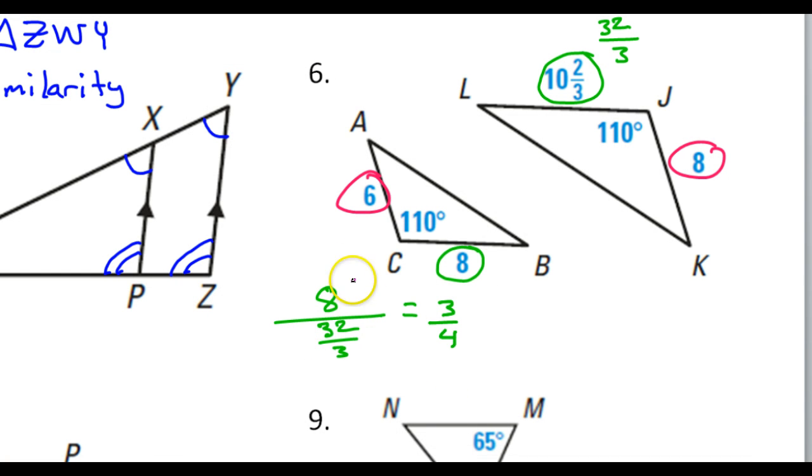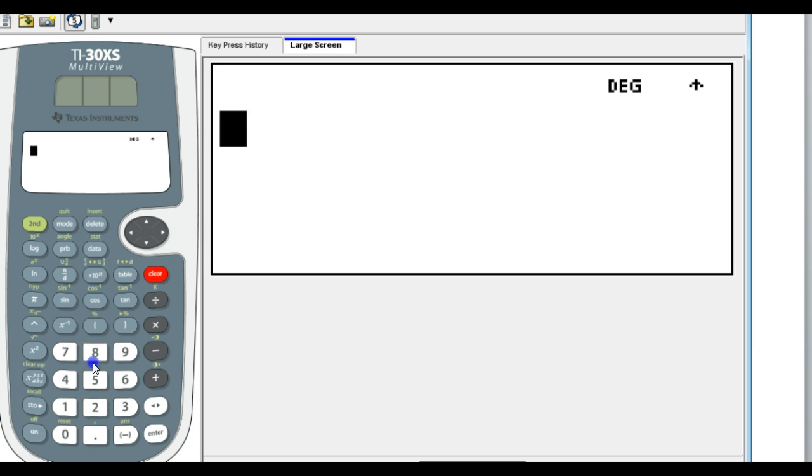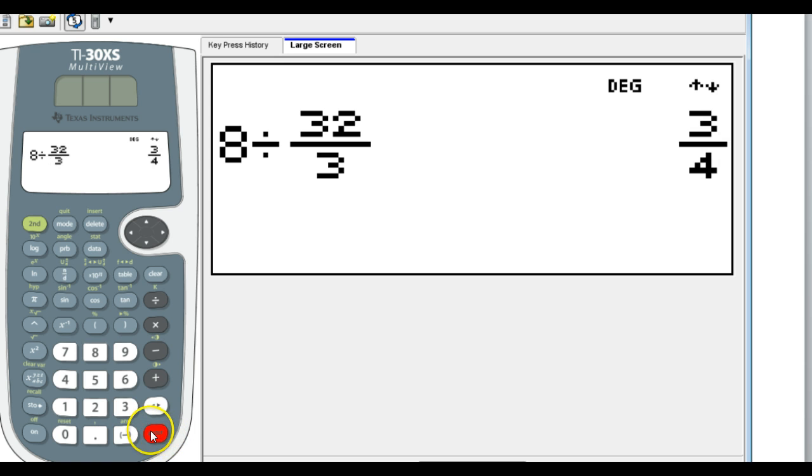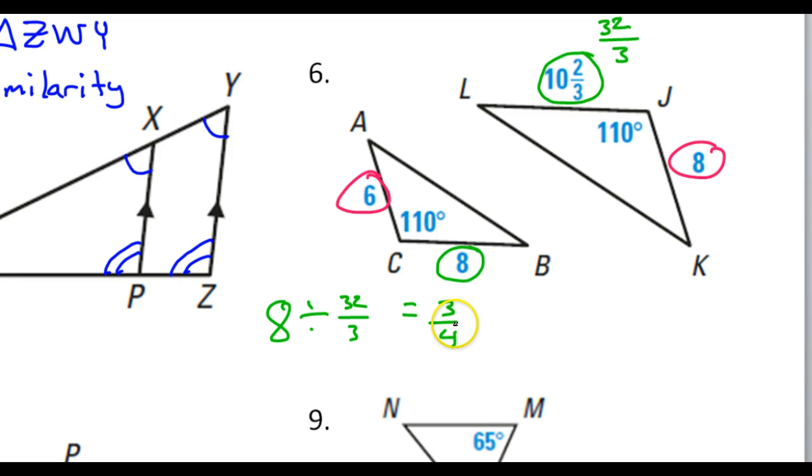But there's a couple other ways to do it. You could understand that 8 over 32 thirds is the same thing as 8 divided by 32 thirds. That might be easier to type in your calculator. 8 divided by 32 thirds. Either way you're going to get 3/4. So keep that in mind.